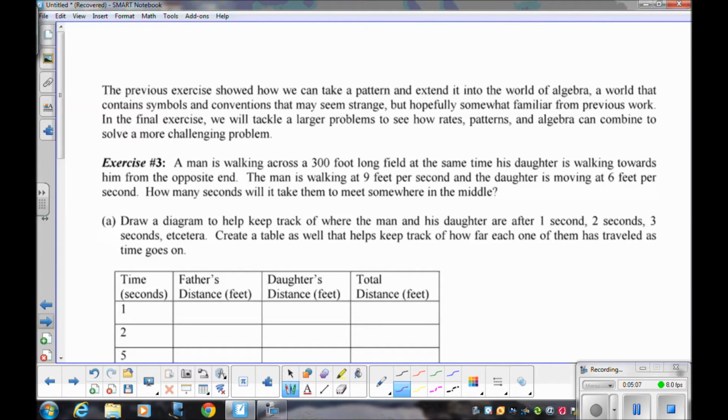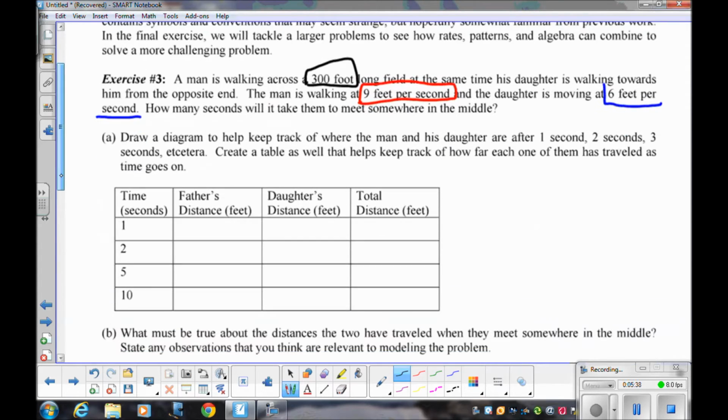Exercise 3 says a man is walking across a 300-foot long field at the same time his daughter is walking towards him from the opposite end. The man is walking at 9 feet per second, and his daughter is moving a little bit slower, 6 feet per second. They will meet somewhere in the middle. So key information, a 300-foot long field, and then the rates at which both of those people are moving.